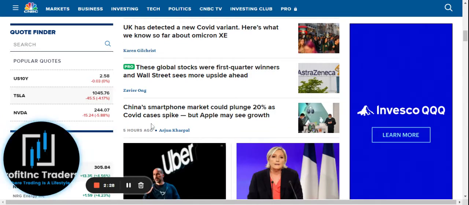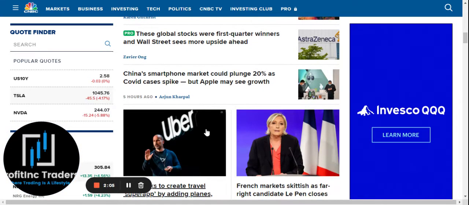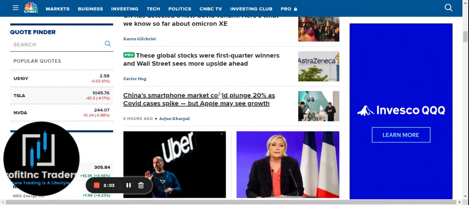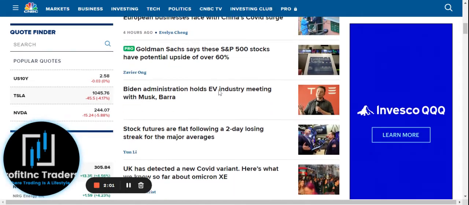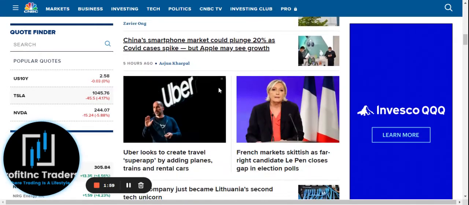based on specific countries. As we look here, China's smartphone market could plunge 20% as COVID cases spike, but Apple may see growth. So that'll actually be very important news for the indices in the US. If you're trading the NASDAQ, which has Apple in it, so that is very insightful news. And this was released how long ago? We see it was released just under 4 hours ago.